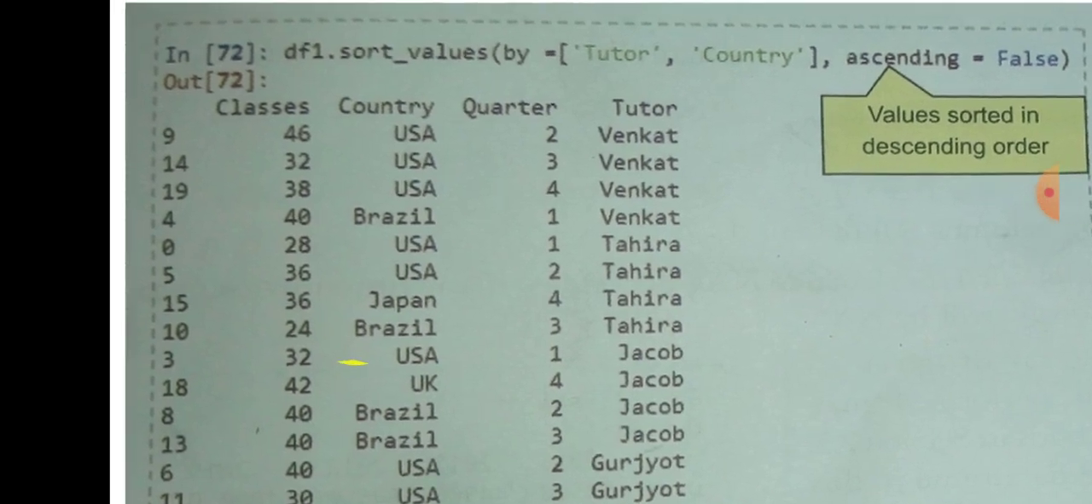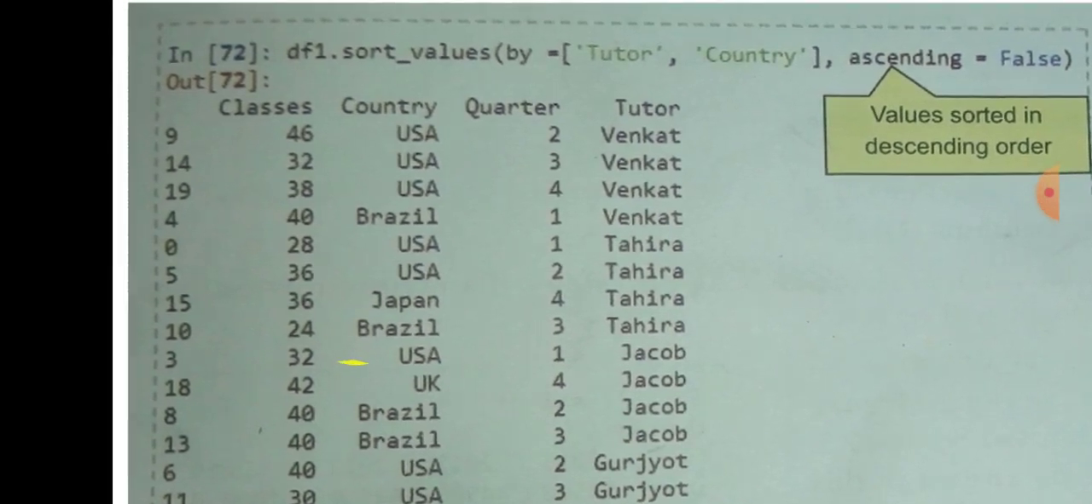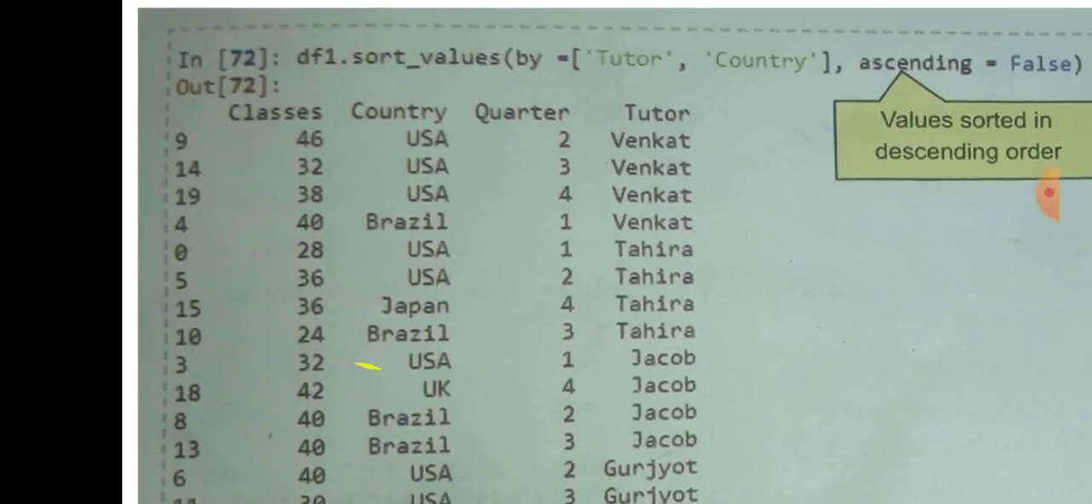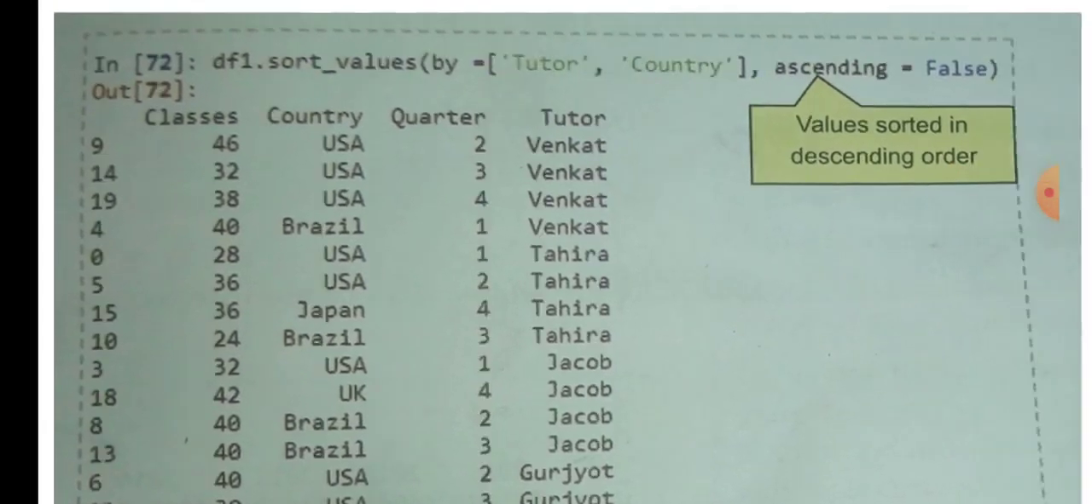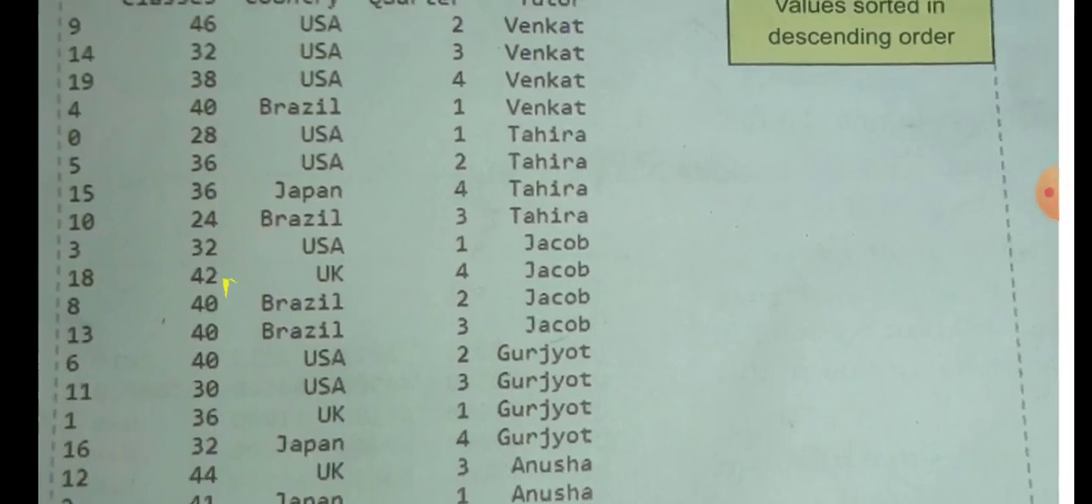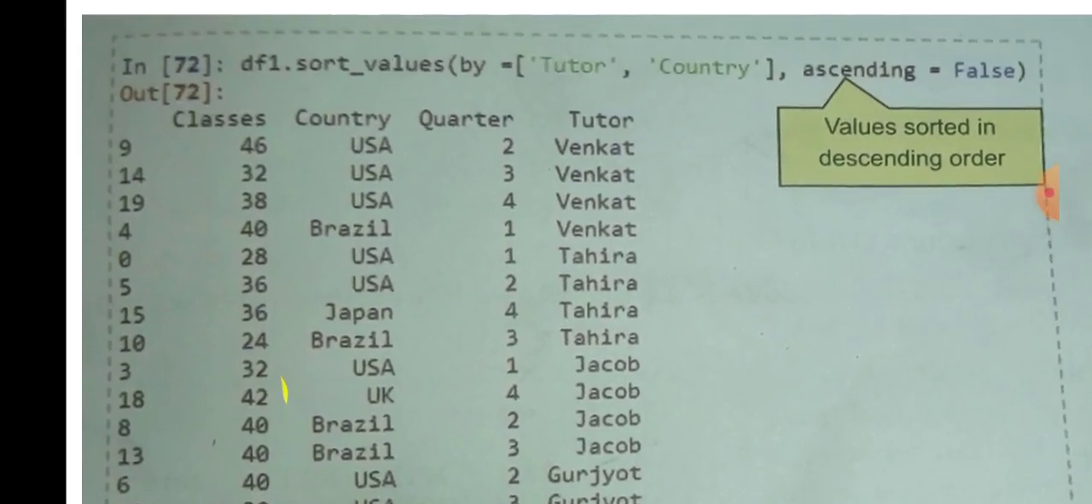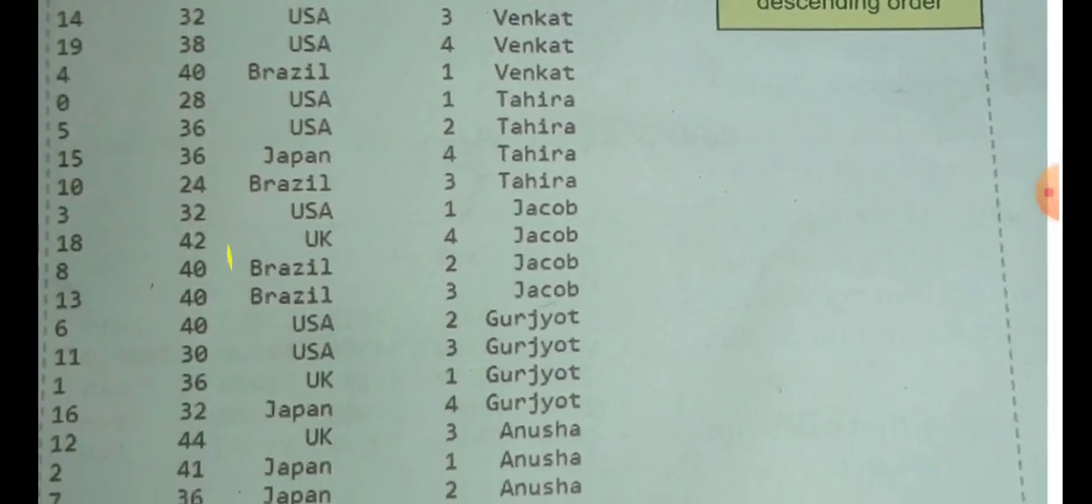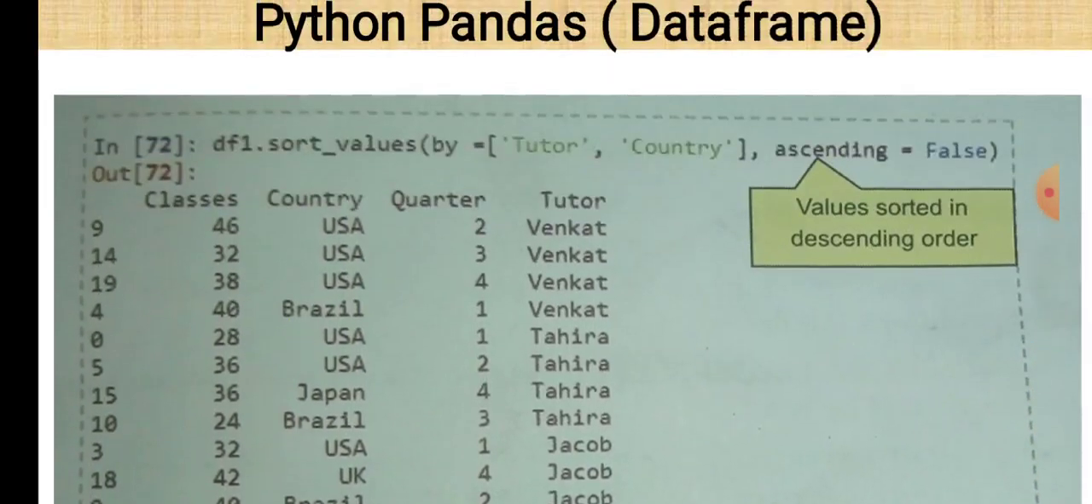Also, first of all, data will be sorted tutor wise and then after country wise. So USA comes first, then Brazil. USA comes first and then Brazil in case of Venkat. In case of Tahira, you can easily see that USA comes first, then after Japan, and then Brazil. In case of Jacob also, first of all USA comes first, then UK, then Brazil. So we can say that it is an example where data is sorted using two different columns names.